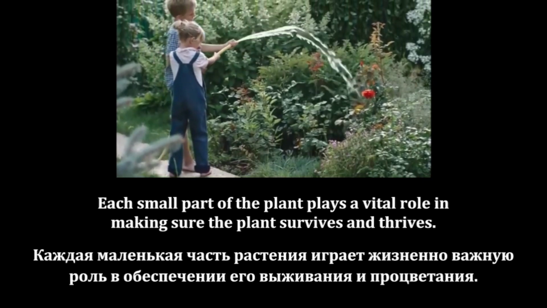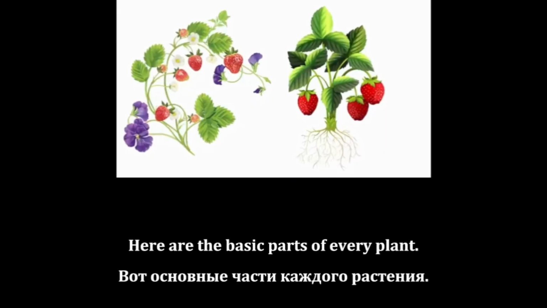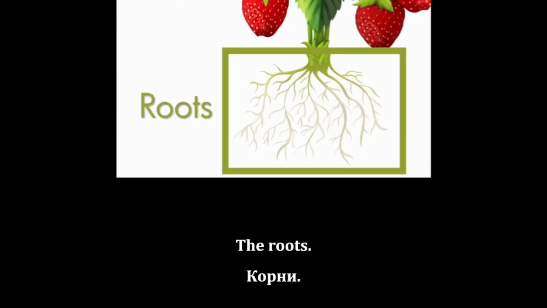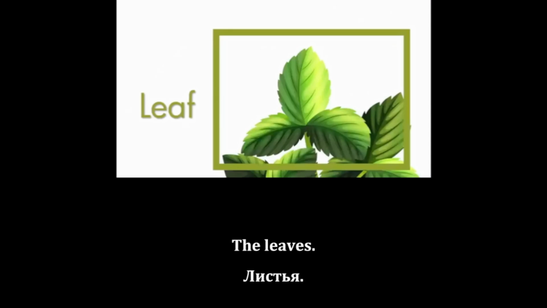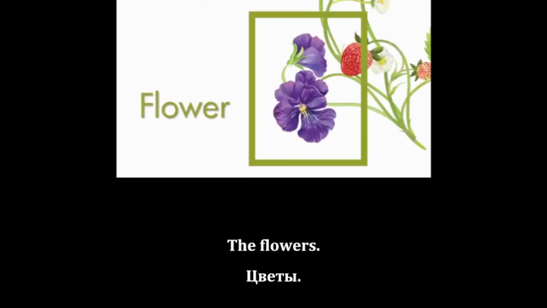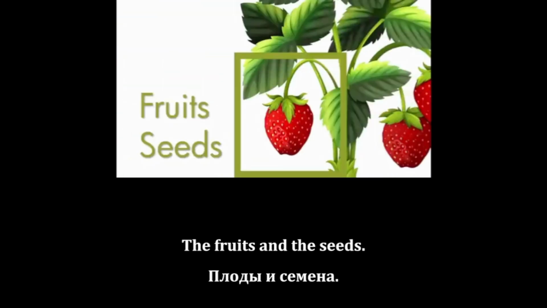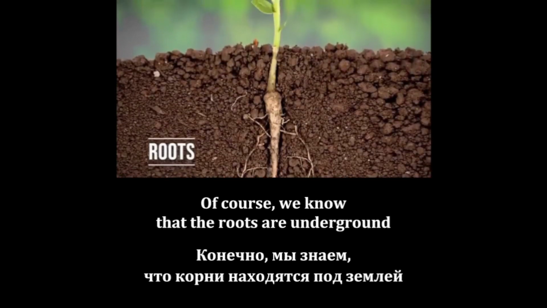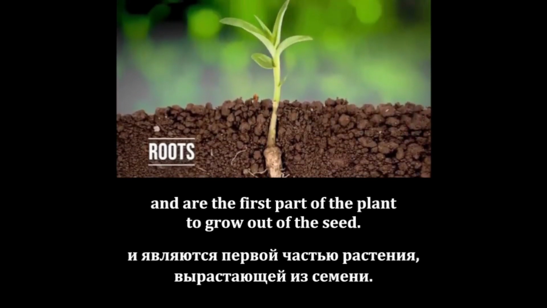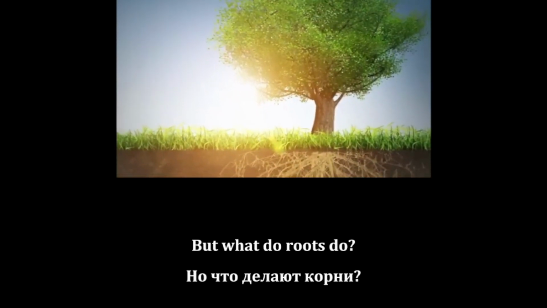Here are the basic parts of every plant: the roots, the stem, the leaves, the flowers, the fruits, and the seeds. Of course, we know that the roots are underground and are the first part of the plant to grow out of the seed. But what do roots do?